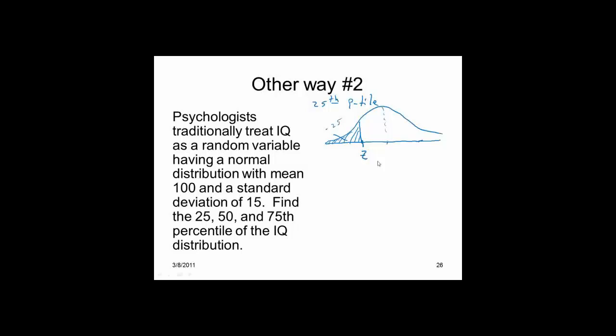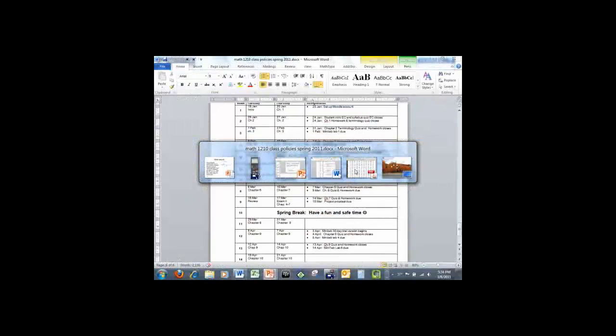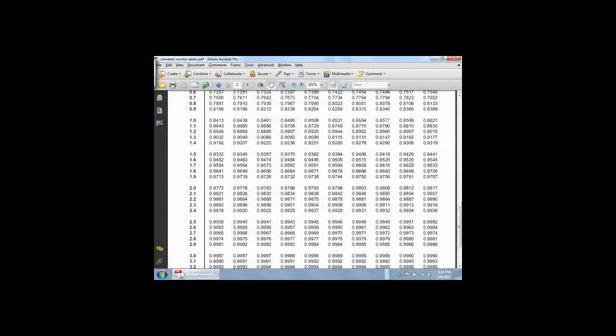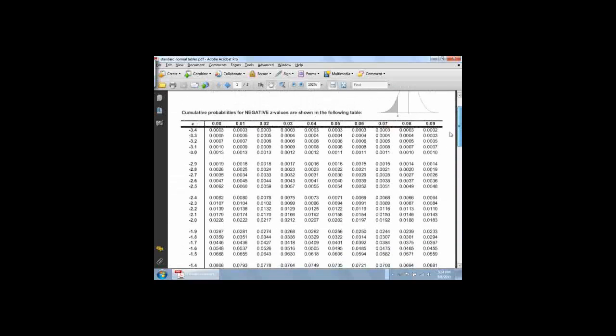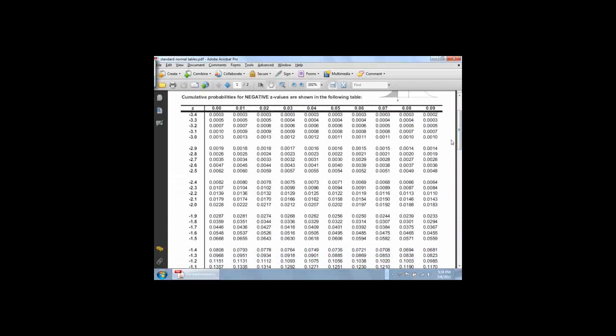So I need to find the z-value. And again, I know that this z-value is going to be negative because the 25th percentile is to the left of the mean, and we know that the mean is 0. So the 25th percentile is going to have a z-score of, well, we pull up our standard normal tables. And again, we have to go into the table and find the area closest to 0.25.